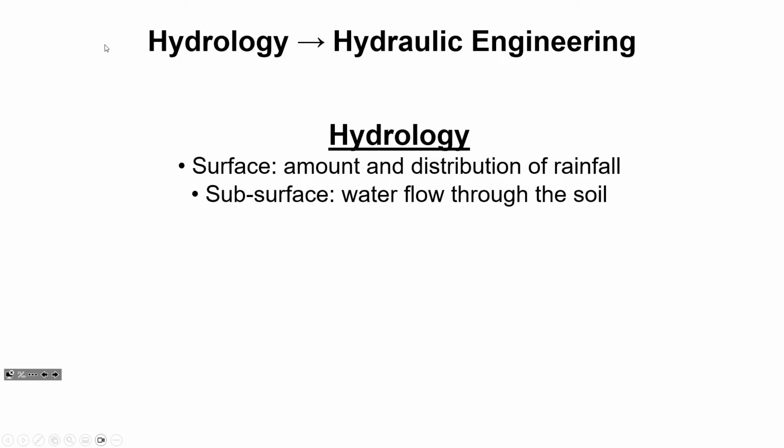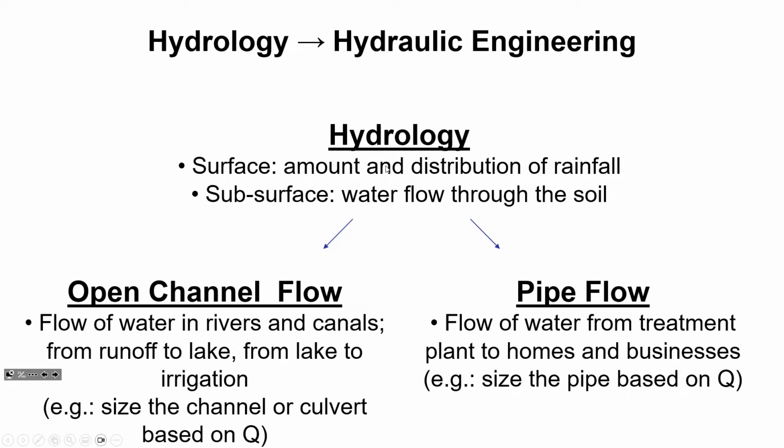So there's a continuum. People who work in hydrology often do hydraulic engineering calculations, and hydraulic engineers oftentimes are able to do hydrology analysis. It's not always two separate people. But what I wanted to point out with this slide is just that the information that comes out of a hydrologic analysis feeds into the hydraulic engineering that gets done. So hydrology is studying the amount and distribution of rain at the surface and the runoff that occurs from that. And it feeds into both the open channel flow and the pipe flow aspects that are a part of hydraulic engineering.